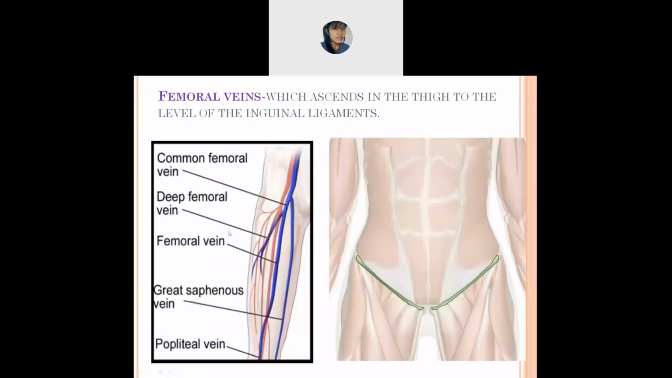Okay, next is the femoral vein. Same thing, the femoral vein starts from the inguinal ligament, which is this. It will come down through the middle portion and go to your thigh portion. So this is the inguinal ligament, and it will come down and down, and ultimately reach your thigh portion. I hope it's clear.